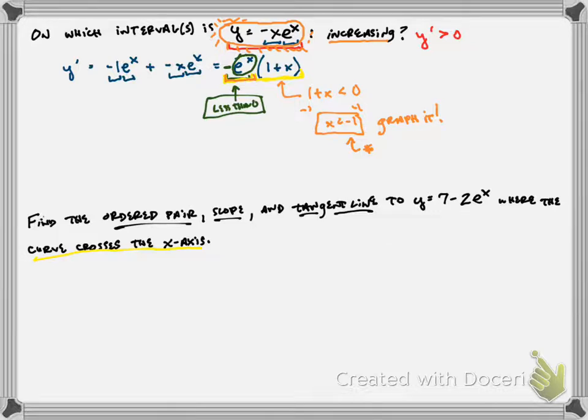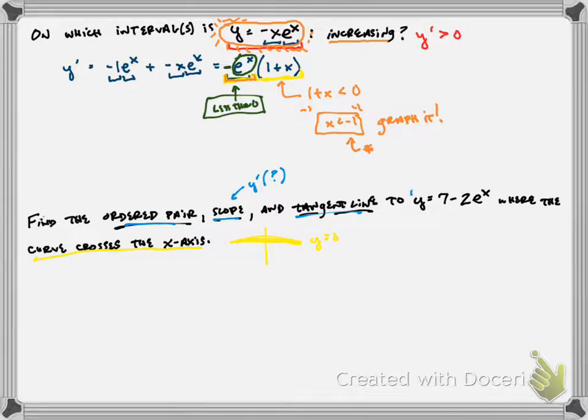Keep in mind that if a function crosses the x-axis, then y is equal to 0. Okay? So we want to find the ordered pair, the slope, and the tangent line. Well, slope, remember, means y prime. So we need to find y prime of, I'm going to put a question mark, and that question mark is where we cross the x-axis. Let's start by finding where we cross the x-axis.